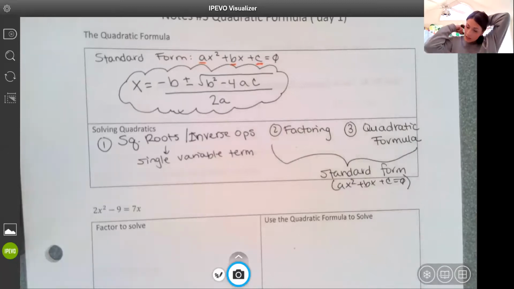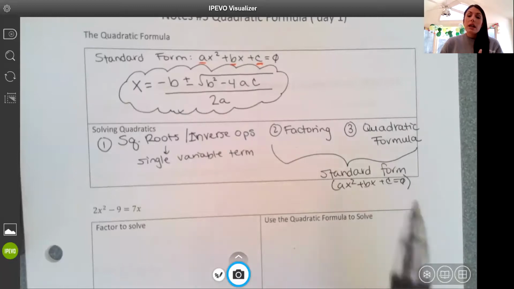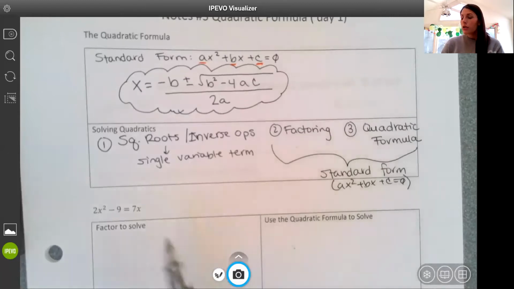I honestly would not suggest that. If it's factorable, I would factor it. It's faster. So I wouldn't suggest just relying on the quadratic formula for everything. But one thing that is nice for the quadratic formula, like I said above, is it will solve any quadratic, okay?